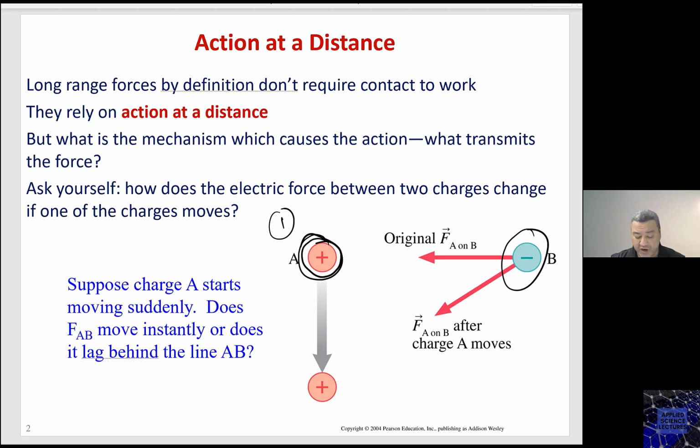If my charge moves to position 2, then definitely based on Coulomb's law, I have a different force. If the distance has changed, then I have a different magnitude, and also a different direction. As you can see, the direction is always pointing toward charge A, because it's an attractive force.